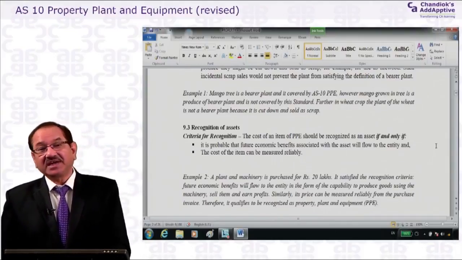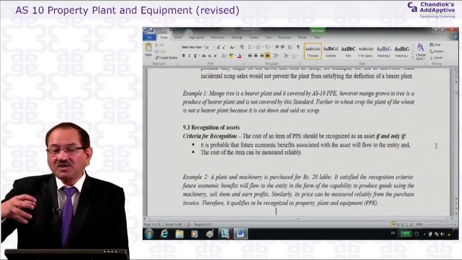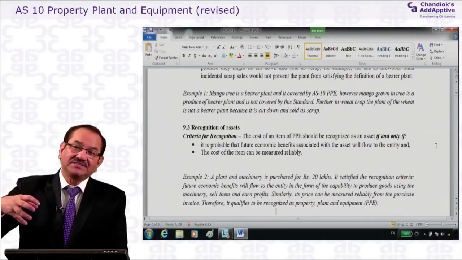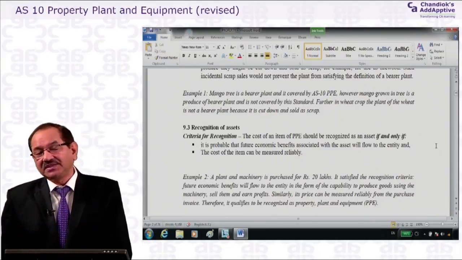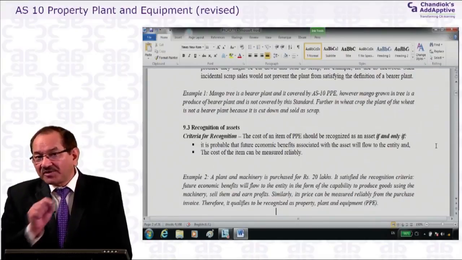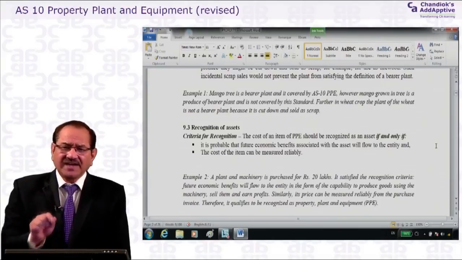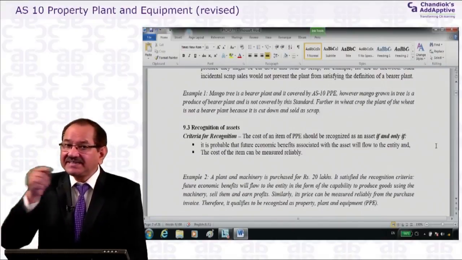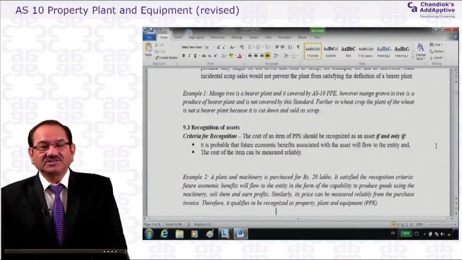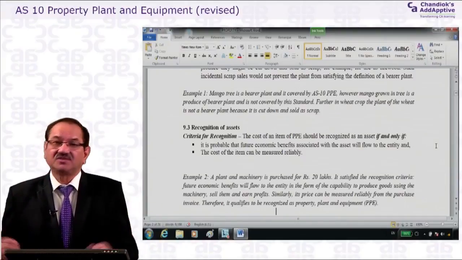The cost of the item can be measured reliably. That is another point. Because when you are going to recognize the plant and machinery in the books of accounts, you have to write whether it is 5 lakhs, 10 lakhs, 15 lakhs, 20 lakhs. What should you write? You will be writing it at cost. And suppose you say, sir, I don't know what the cost of it is. I can't calculate the cost.